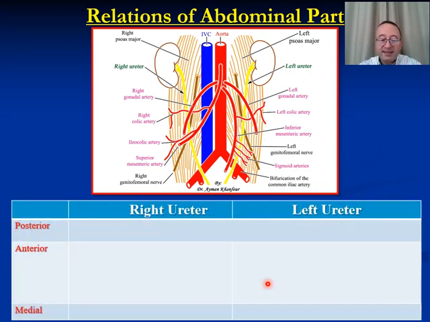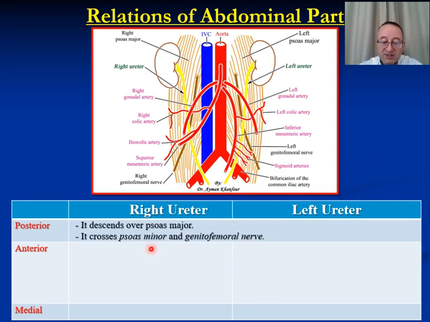We are lucky that the posterior relations on both sides are the same, which are the muscle and the nerve penetrating it: psoas major muscle and genitofemoral nerve. You may ask about what's psoas minor. It is a small muscle overlying psoas major, and it may be present and may be absent.